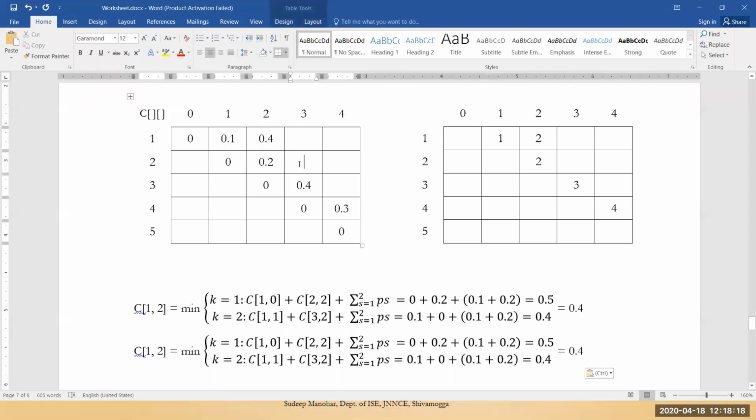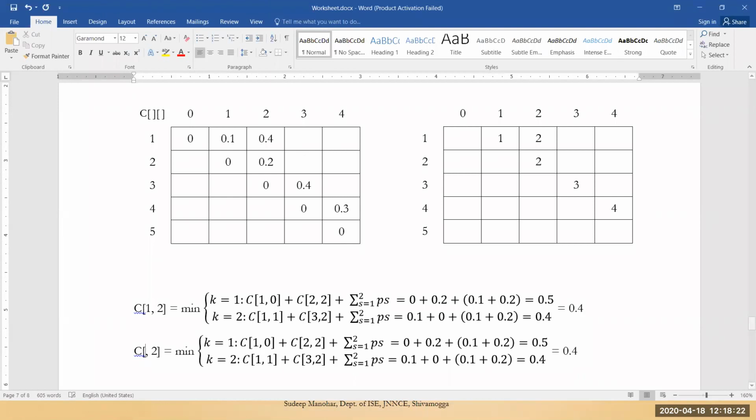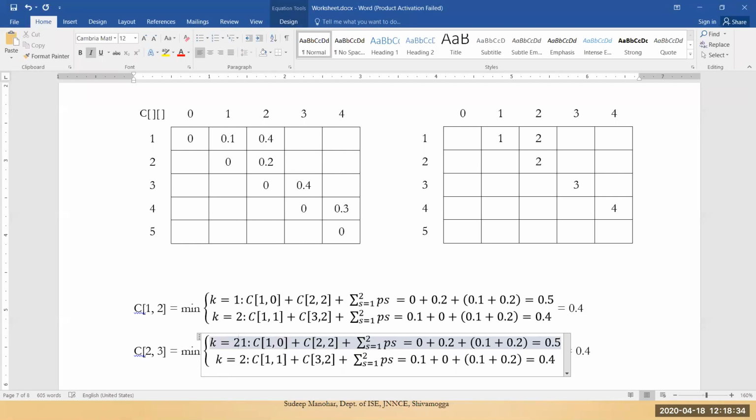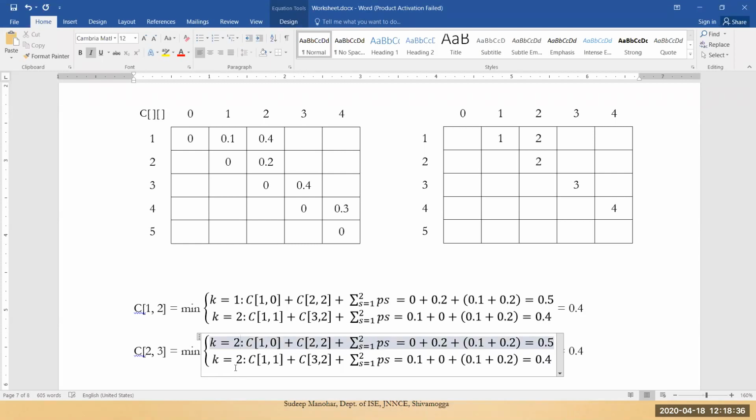This location. What is this location? 2 comma 3. So I'll replace this with 2 and 3. So I is 2, j is 3. Now what values does k get? K gets the values 2 and 3. You should take the range from 2 to 3. So once it gets the value 2, and once it gets the value 3. So two values.